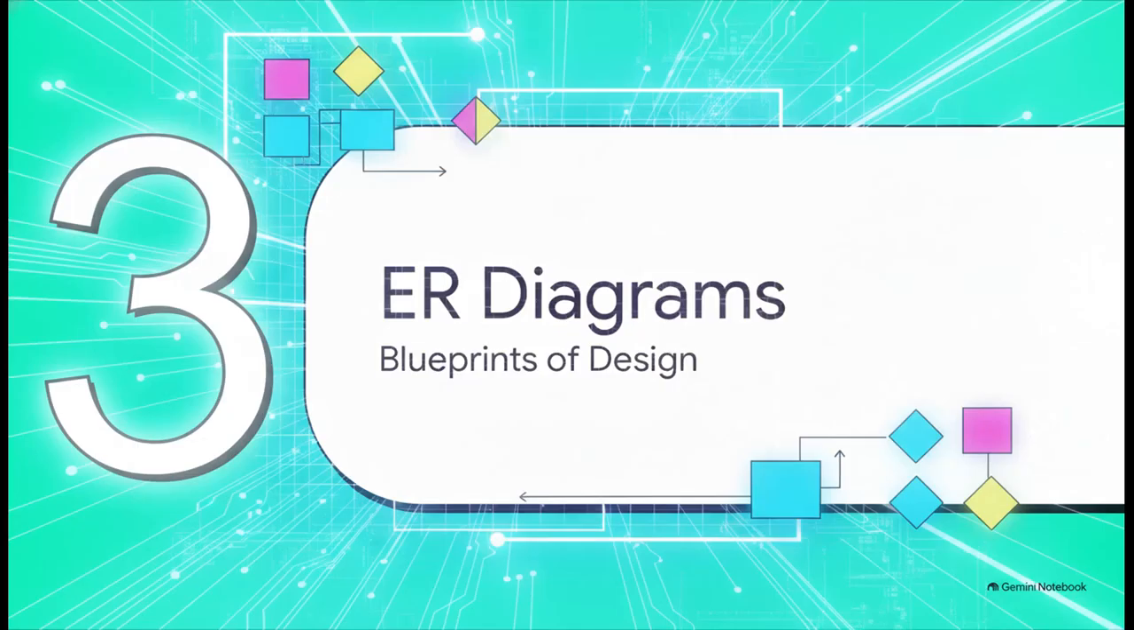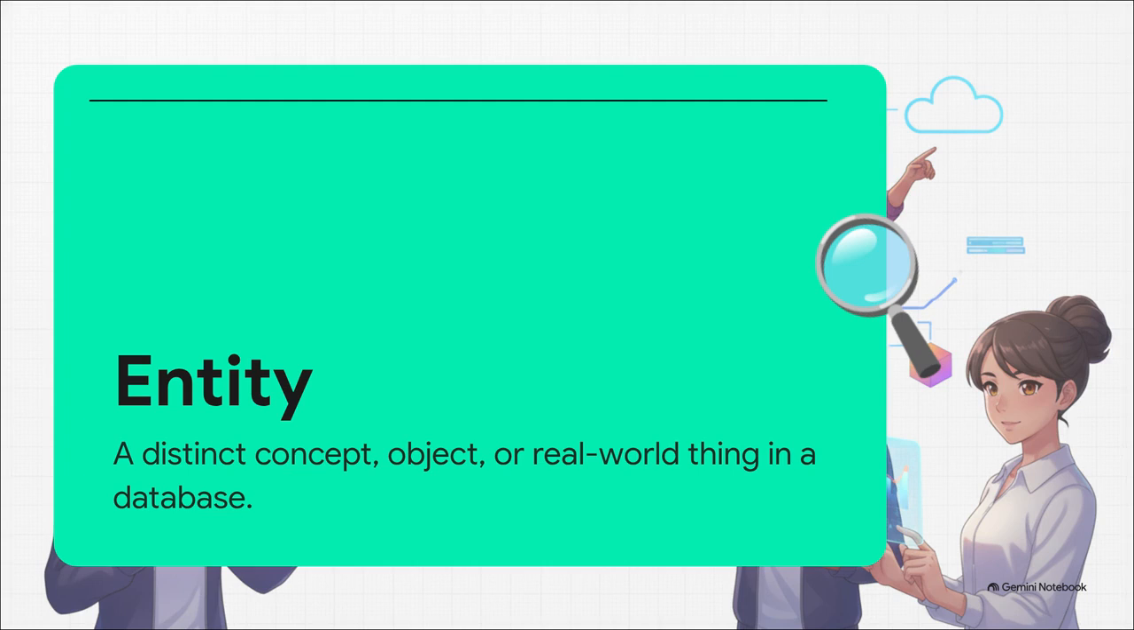All right, Section 3, Mastering ER Diagrams. Let's shift gears and look at the actual blueprints of database design because you are definitely going to have to draw and interpret these in your exam. First up, entities. An entity is literally just a distinct thing in the real world that we want to store data about. A person, a place, or even an abstract concept like a course enrollment.